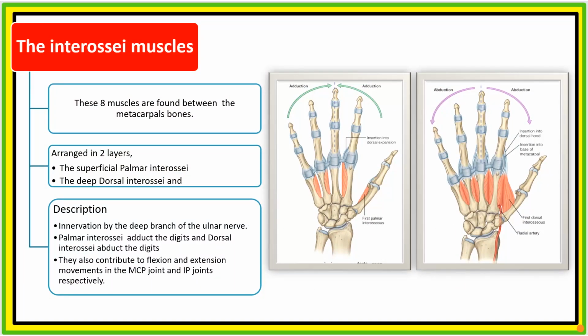We'll look at the next level of muscle, and these are the interossei muscles. The interossei muscles are 8 in number. They are found between the metacarpal bones. And these muscles are arranged in 2 layers. The superficial layer that is closer to the palm, called the palmar interossei, and the deep layer that is closer to the dorsum, called the dorsal interossei.